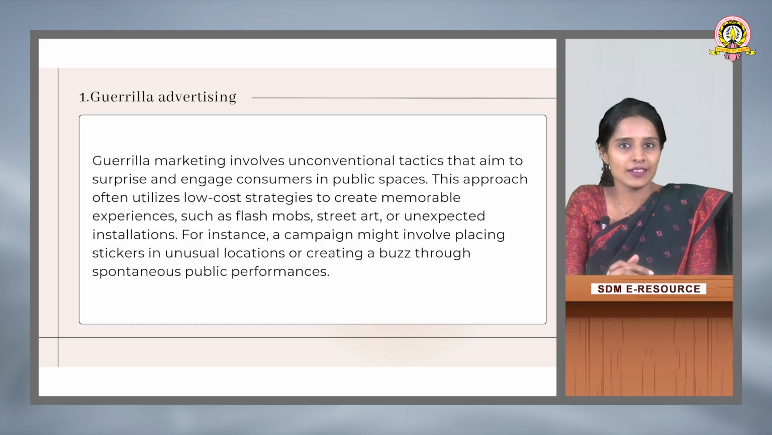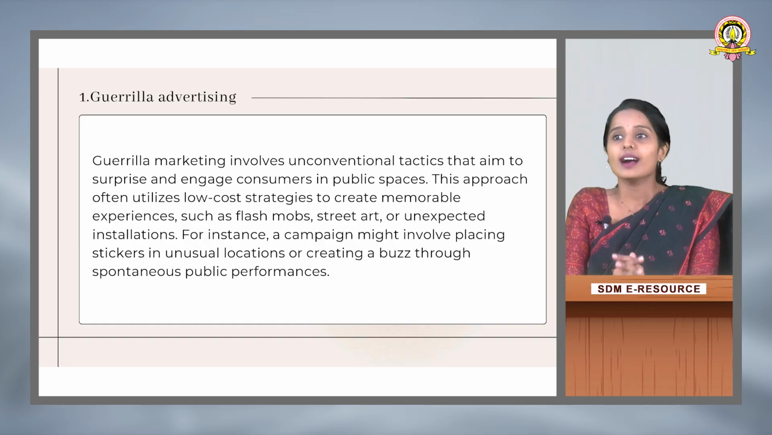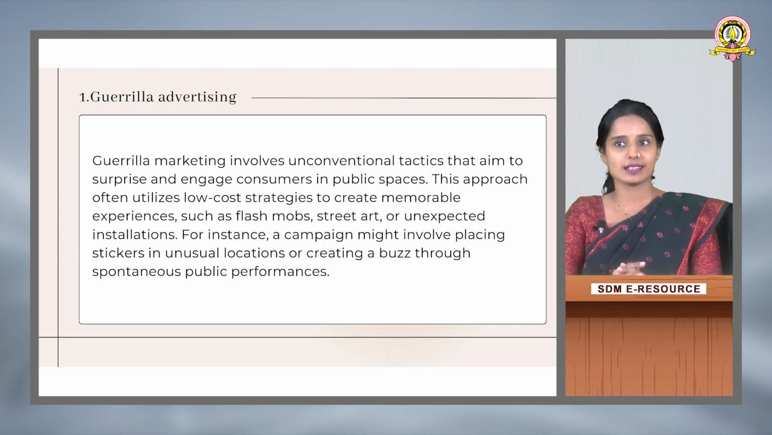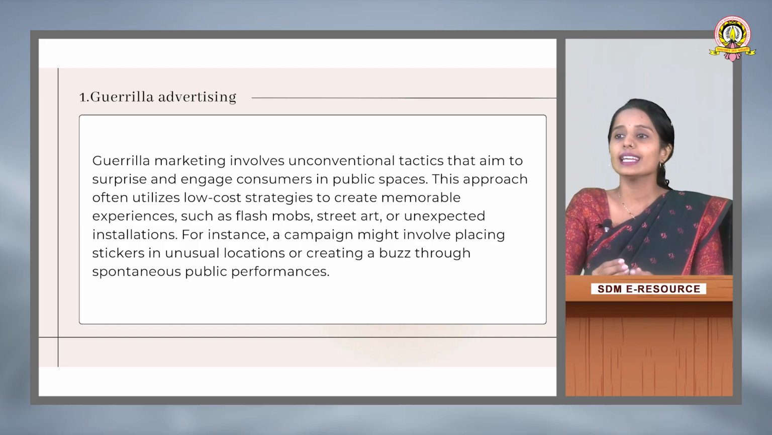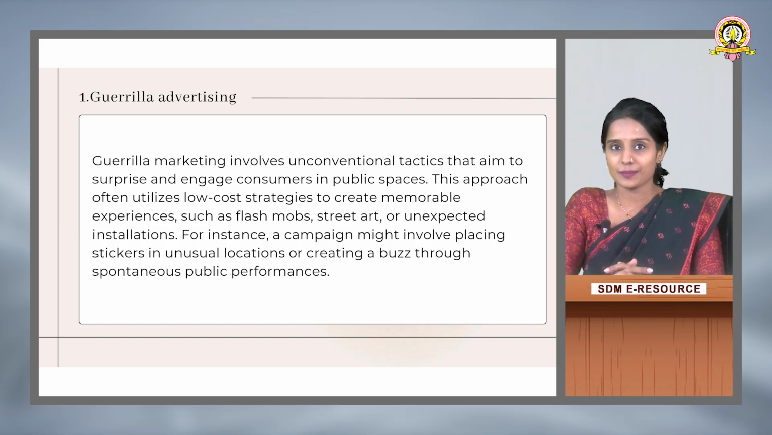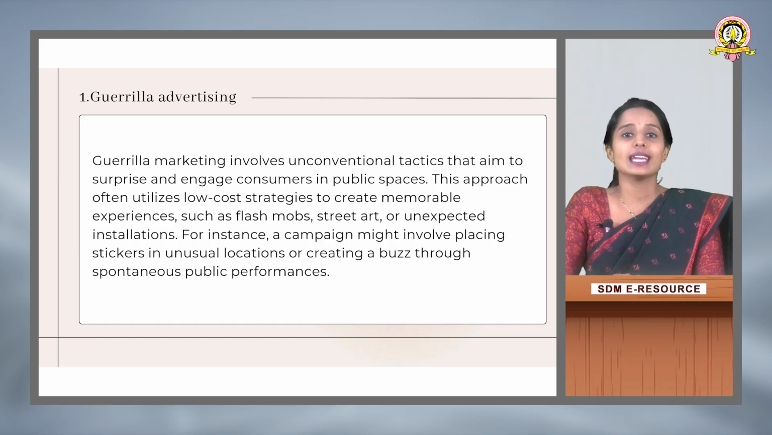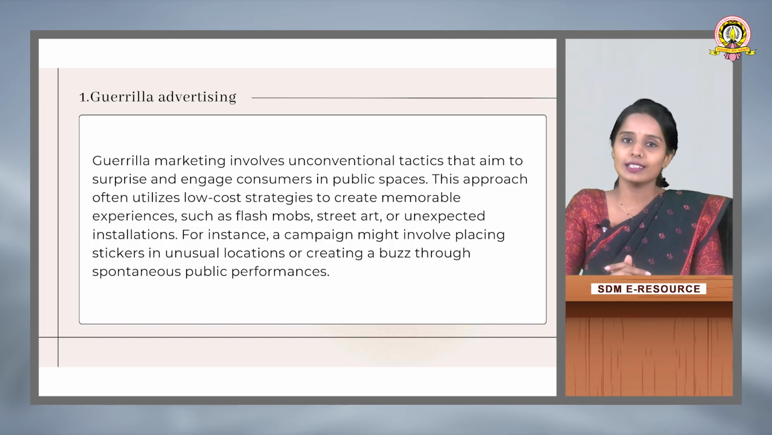The first type of modern advertising is guerrilla advertising. Guerrilla marketing or advertising involves unconventional tactics that aim to surprise and engage consumers in public spaces. This approach often utilizes low-cost strategies to create memorable experiences such as flash mobs, street art, or unexpected installations. For instance, a campaign might involve placing stickers in unusual locations or creating a buzz through spontaneous public performances. Guerrilla advertising acts on the impulse of surprise and makes sure that the memory of the advertisement is imprinted on the consumer's mind.